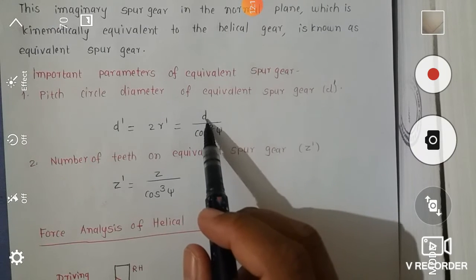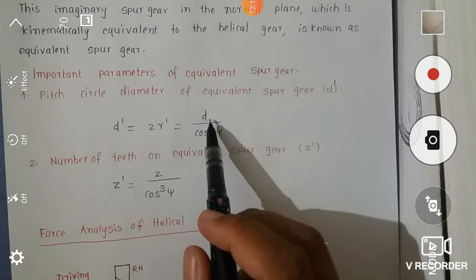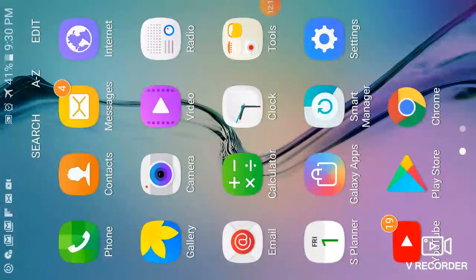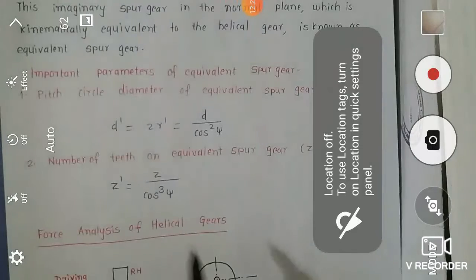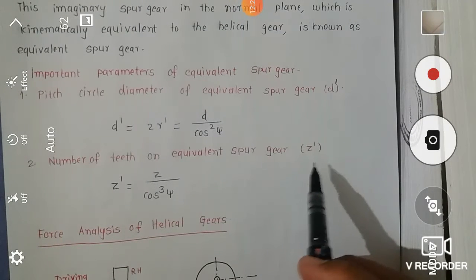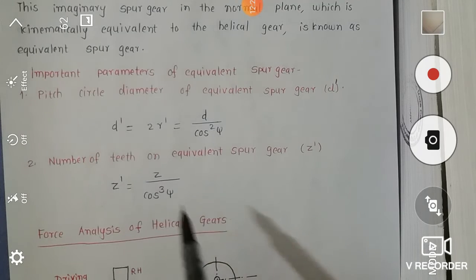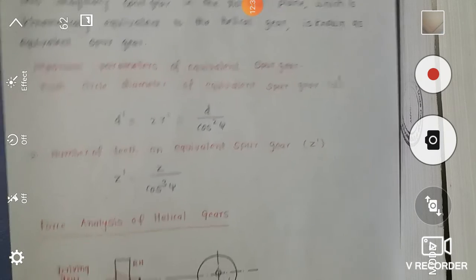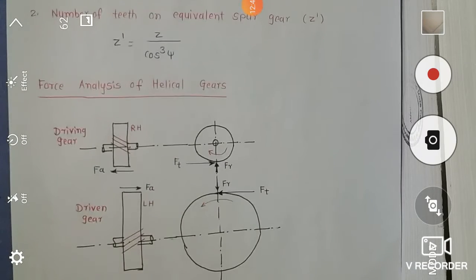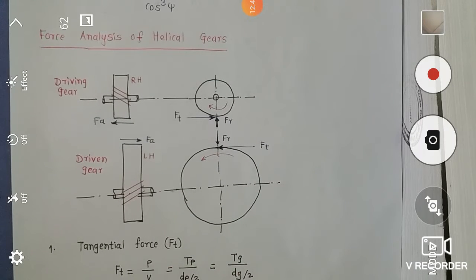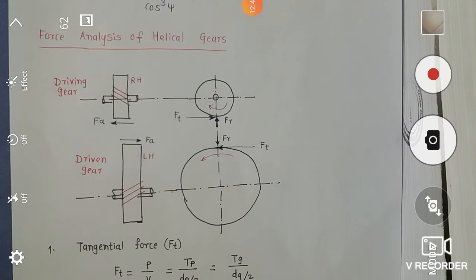Here this d is the actual pitch circle diameter for the helical gear. Then the second term is number of teeth on the equivalent spur gear, that is z dash. So z dash is equal to z upon cos³ ψ, where z is the actual number of teeth on the helical gear and z dash is the equivalent number of teeth on the spur gear. If we observe these two terms, here we give the dash symbols for the equivalent spur gear.